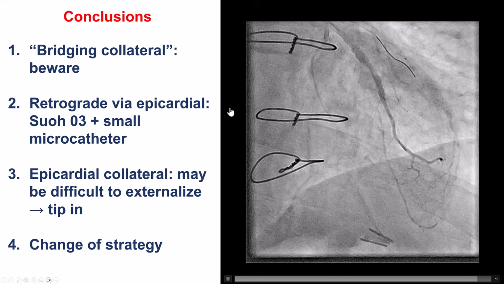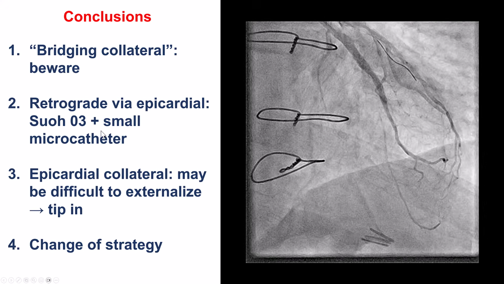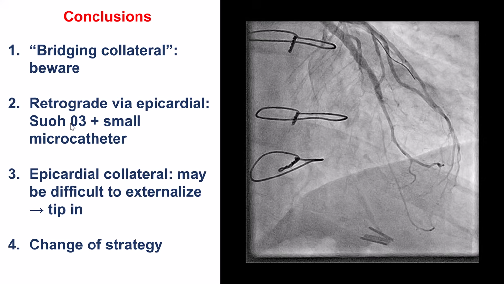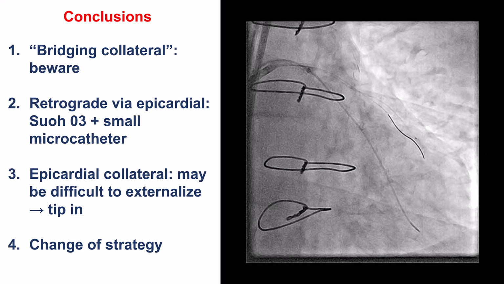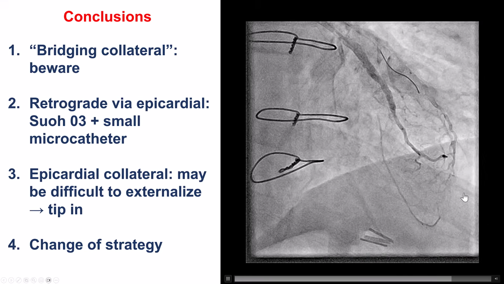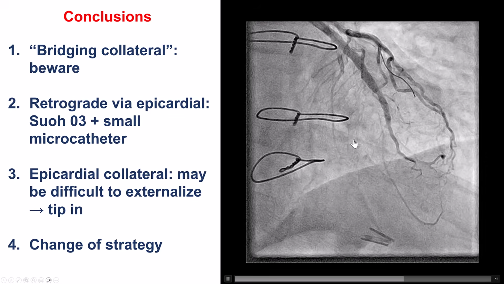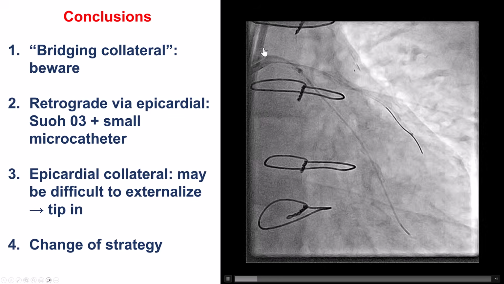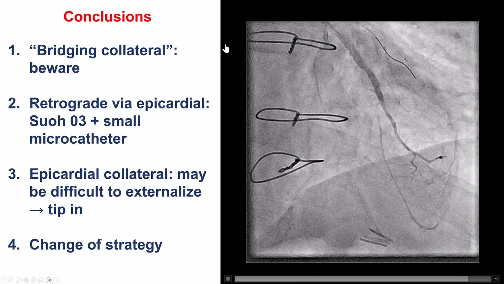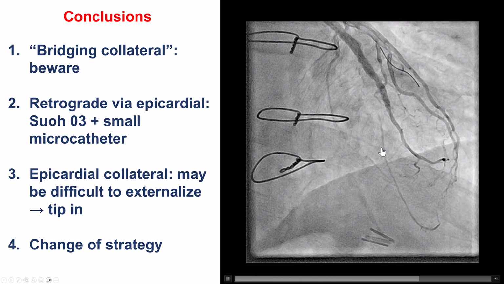When it comes to retrograde through epicardials, the typical equipment is a small microcatheter, Caravel or FineCross, and a very soft wire, the Suoh 03. It does take patience and small movements for the wire to get through. We had difficulty externalizing because of the acute bend. In this case, we did the ping-pong technique, and we did the tip-in, so advanced an Antegrade microcatheter over the retrograde guide wire that had been advanced inside the Antegrade guide catheter. We then advanced the Antegrade catheter distally and exchanged for an Antegrade wire.